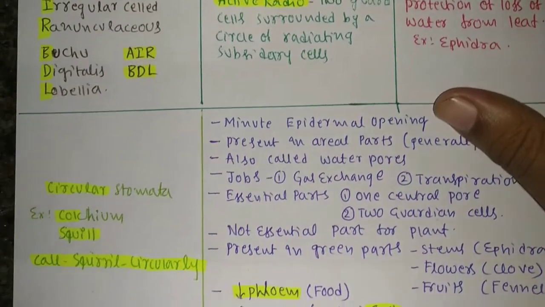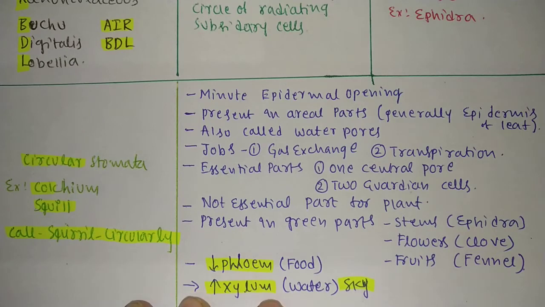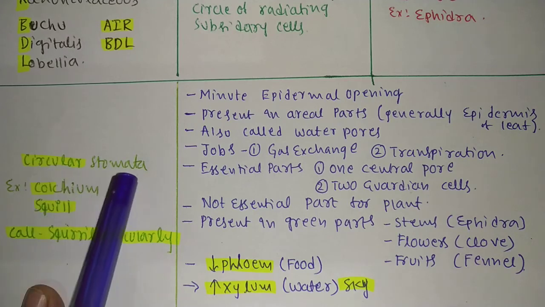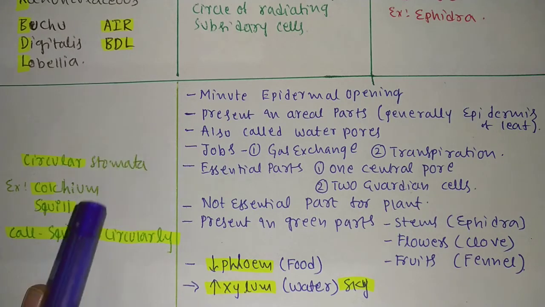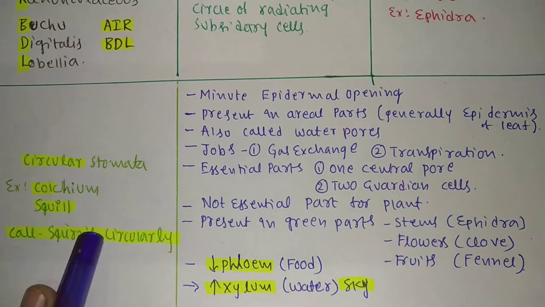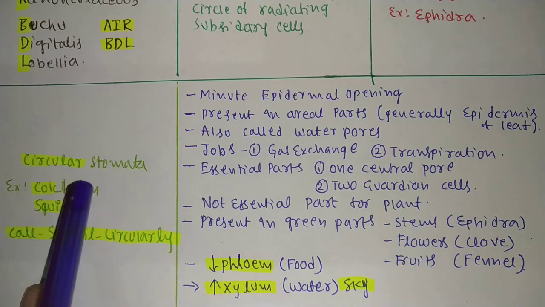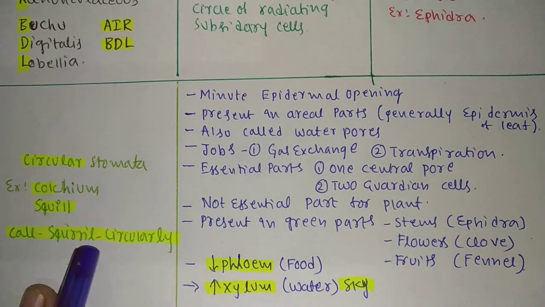Next, take a screenshot. Next, circular stomata. It is in a circular, round shape. Examples are colchicum and squill. It is also important: squill, colchicum. Circular stomata. Squill means squirrel. I gave the trick word squirrel. And circular. Col means colchicum. Squirrel, circular.